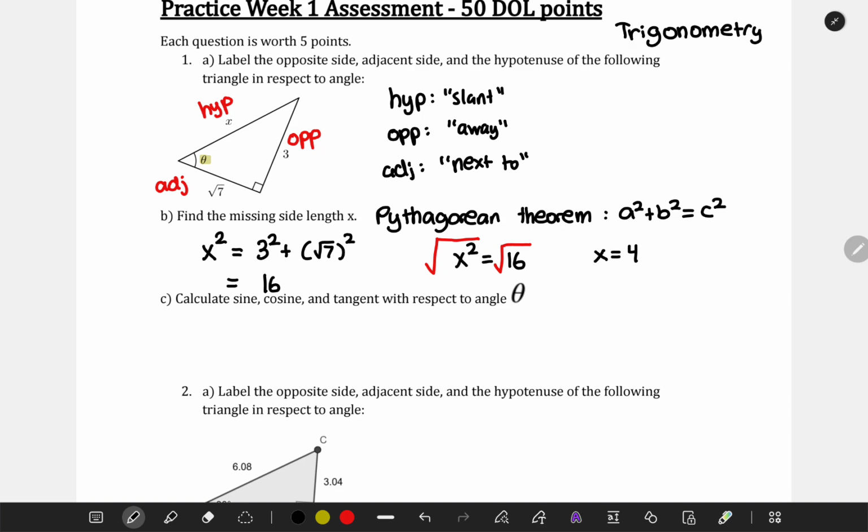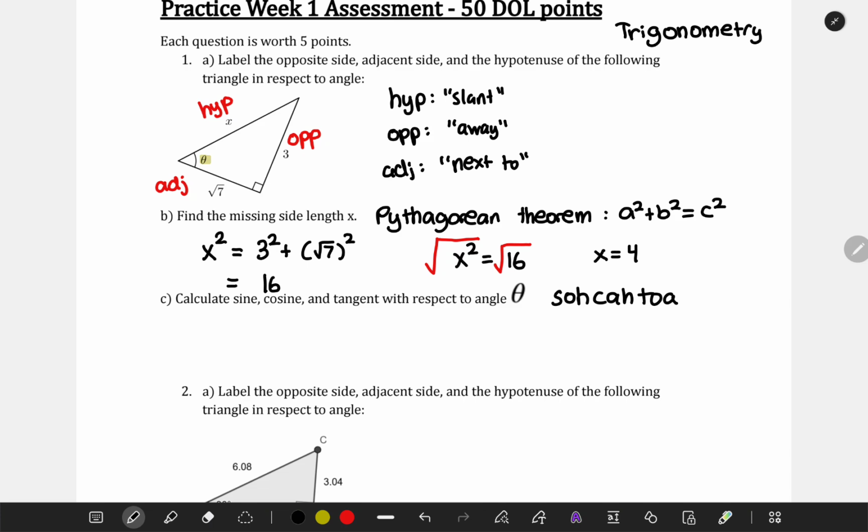Sorry about that. So we have our 3 sides. We have 3, square root of 7, and 4. And so from here, we're going to calculate sine, cosine, and tangent. If I had to recall what each of these 3 are, I just remember SOHCAHTOA.